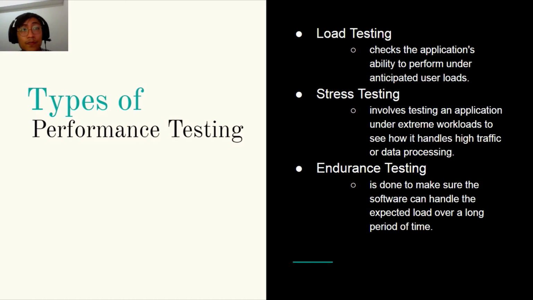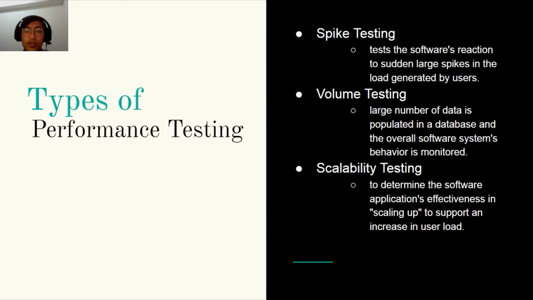So if I continue, these are the types of performance testing. First is load testing, which checks the application's ability to perform under anticipated user loads. And then stress testing, which involves testing an application under extreme workloads to see how it handles high traffic or data processing. Next is endurance testing. It is done to make sure that the software can handle the expected load over a long period of time.